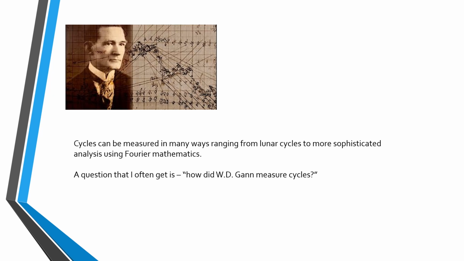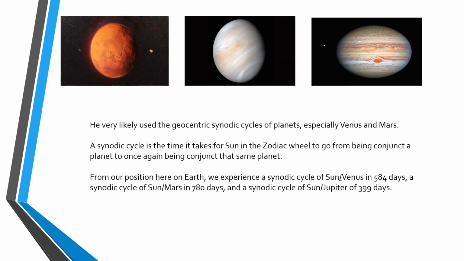Now, the question that I get very often is, how did W.D. Gann, back in his day, measure cycles? The whole purpose of this brief video is to explore one of the ways in which Gann measured cycles. He very likely used the synodic cycles of planets, especially Venus and Mars, and he may potentially have used Jupiter as well. So, what is a synodic cycle, you ask?